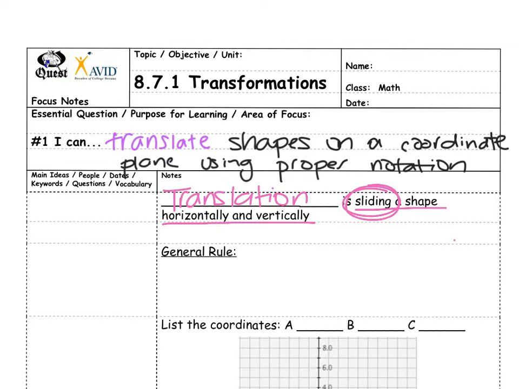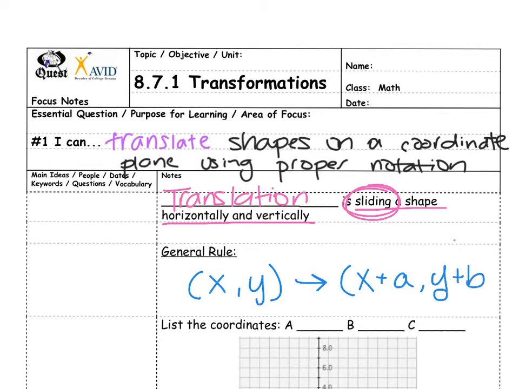And to note that, we have a general rule, which we call coordinate notation. So we take a coordinate x, y, and that could be any point. And to show the translation, we are going to move x so many units up or down, and we will move y so many units up or down. Sometimes these will be minus signs depending on if you're going down or left and right and so on. So make sure you're showing that properly.